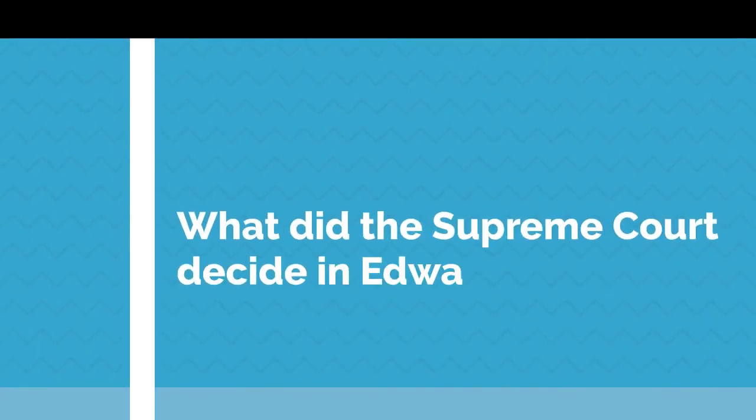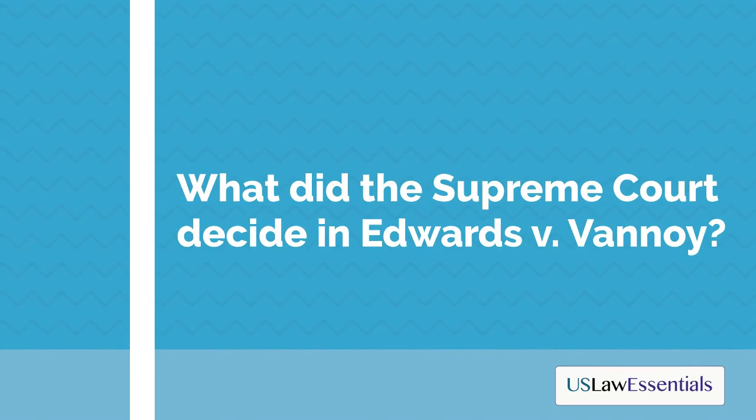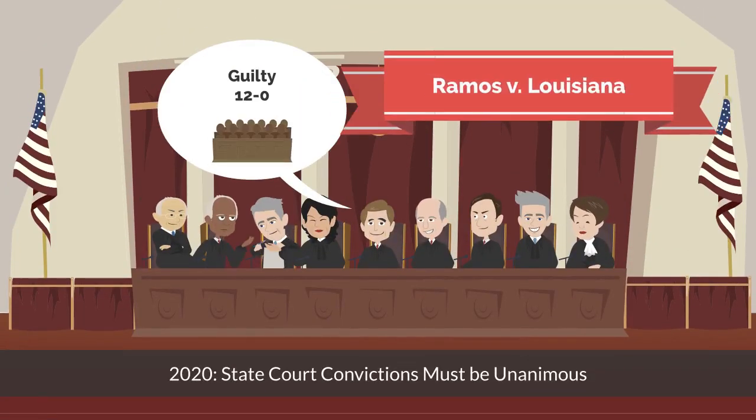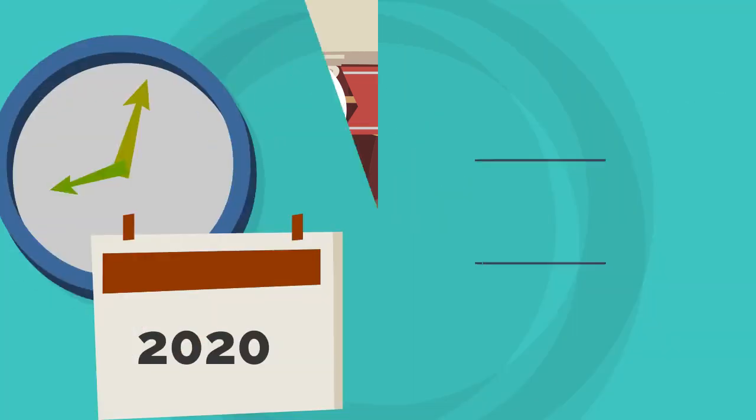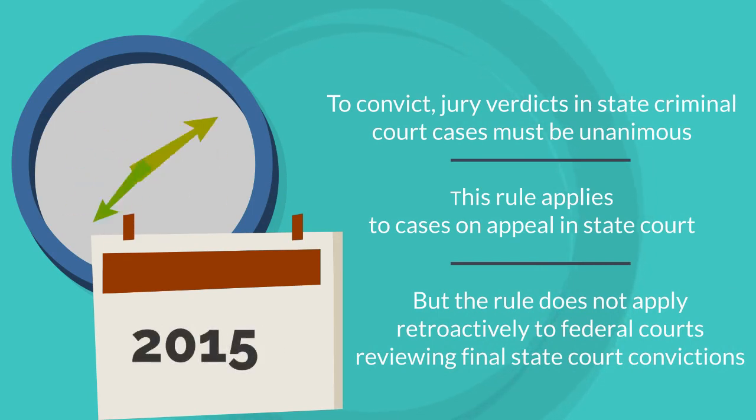In this video, we will introduce the 2021 Supreme Court decision in Edwards v. Vannoy. The background to this case was that in 2020, the Supreme Court decided in Ramos v. Louisiana that state court convictions must be unanimous, 12-0. So in Edwards, the Supreme Court said, okay, to convict, jury verdicts in state criminal cases have to be unanimous.